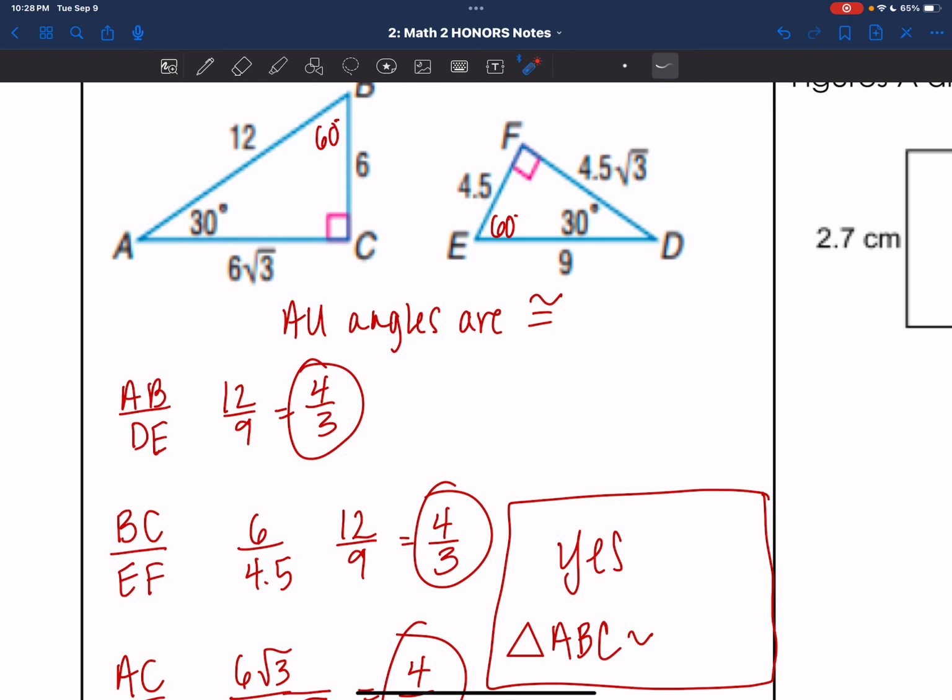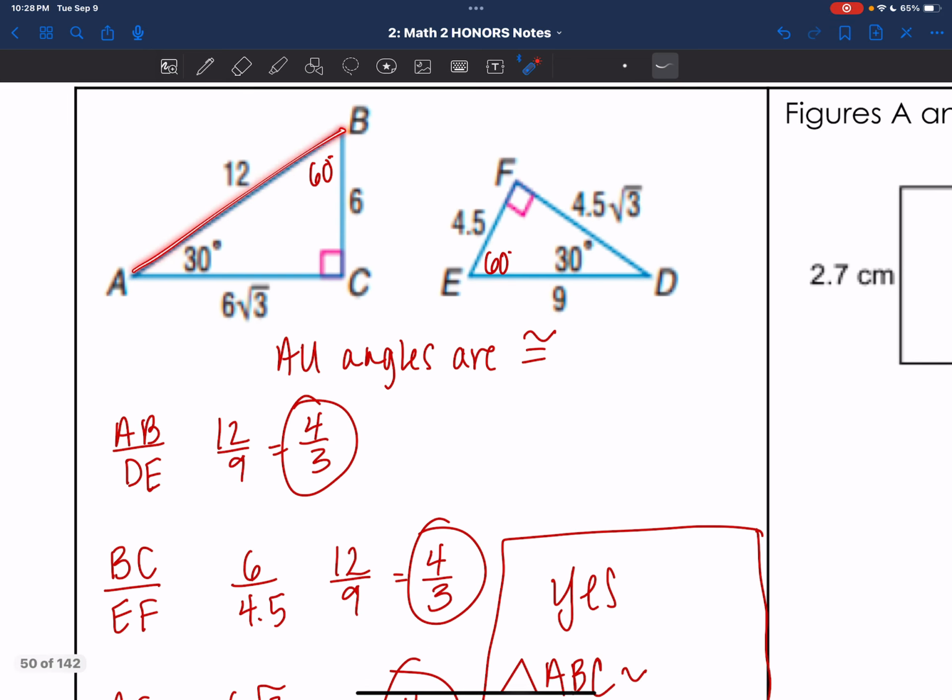So let's look. We're going to take our corresponding sides, AB to DE, because remember we went from 30 to 60, so 30 to 60. That's 12/9, which equals 4/3.